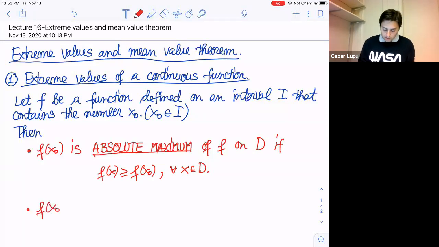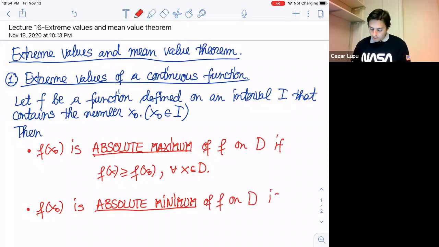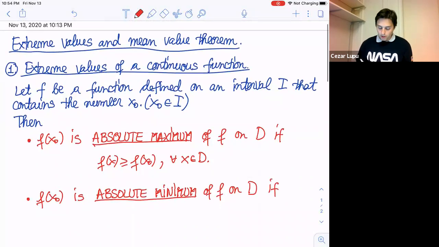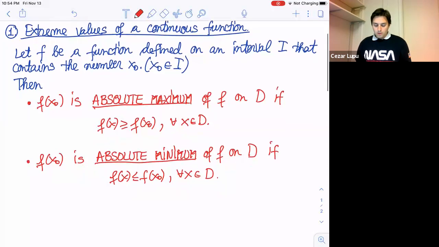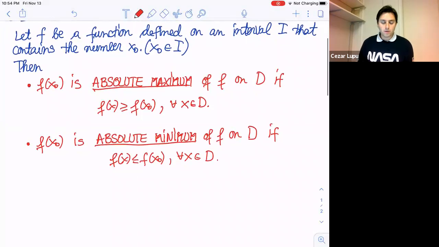And f of x naught, as you can imagine, is the absolute minimum of f on D if the reverse inequality holds true. So if f of x is greater or equal than f of x naught for all x in D. So that's the definition of an absolute min and an absolute max of a function.